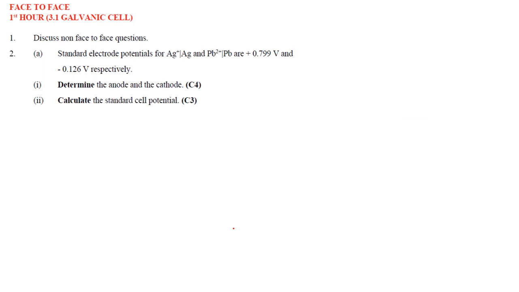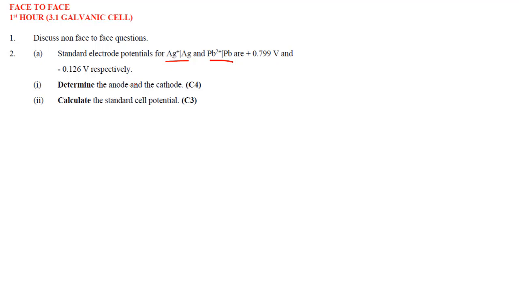Alright, okay. So the next question ni adalah face to face lah. Okay, so dia dah bagi standard electrode potential untuk silver. Okay, kita tulis dalam bentuk reduction, Ag plus kepada Ag, dan lead, Pb2 plus kepada Pb adalah positive 0.799 volt and negative 0.126 volt respectively. Okay, so first dia suruh kita determine the anode and cathode.